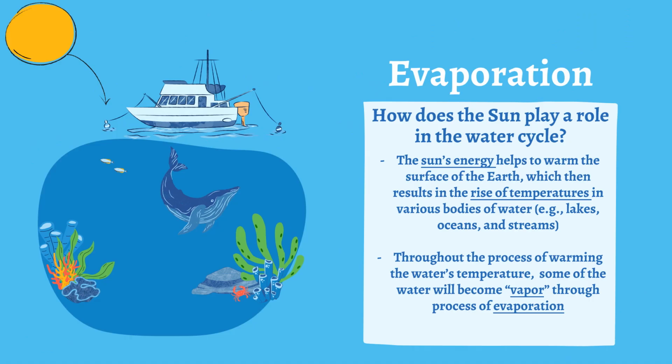Now, we can finally start talking about the different steps of the water cycle. The first would be evaporation. But how exactly does the sun play a role in the water cycle? The sun's energy helps to warm the surface of the earth, which then results in the rise of temperatures in various bodies of waters. The bodies of waters that can be warmed include lakes, oceans, and streams, and other forms as well. Throughout the process of warming the water's temperature, some of the water will become vapor through the process of evaporation.